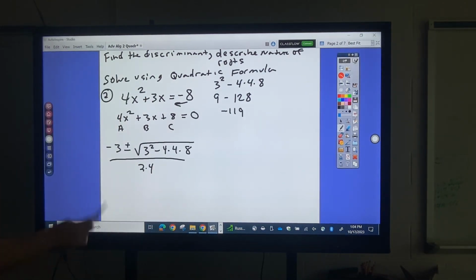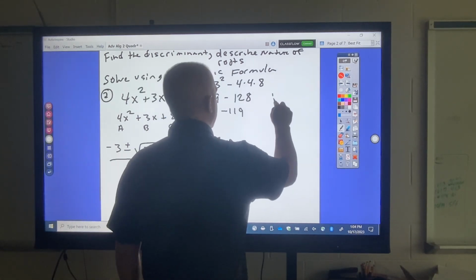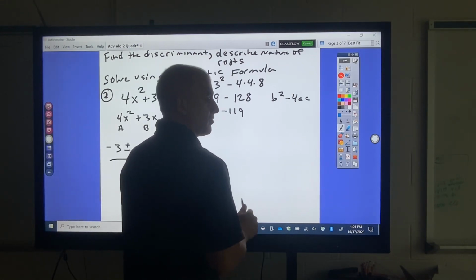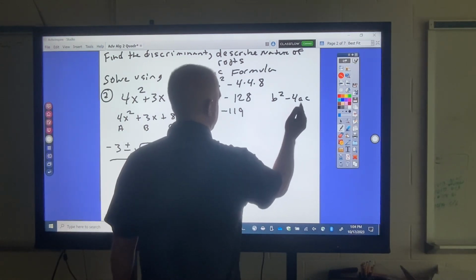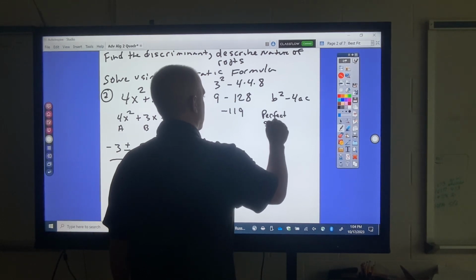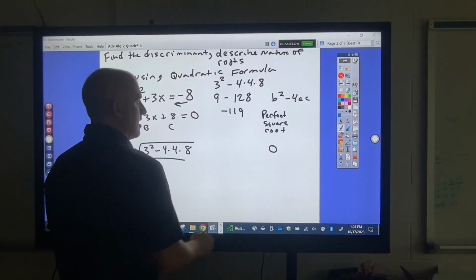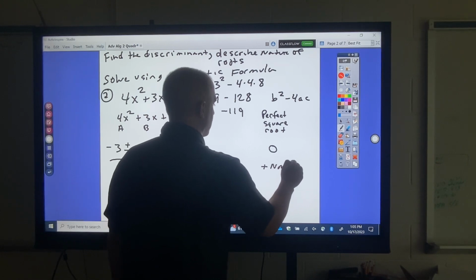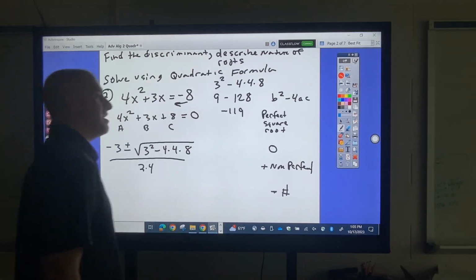Now, what does that mean? This is the discriminant. Here's the thing. If you take b squared minus 4ac, you're going to get a couple different results. You can get a perfect square, you can get 0, you can get a positive non-perfect square, or you can get a negative number. Those are really your three options.